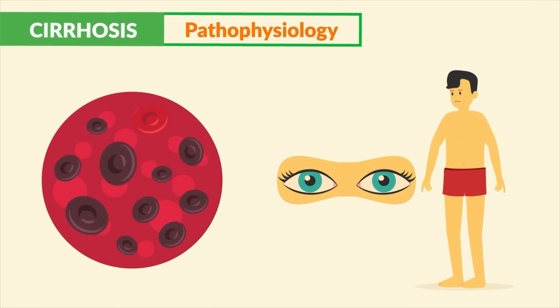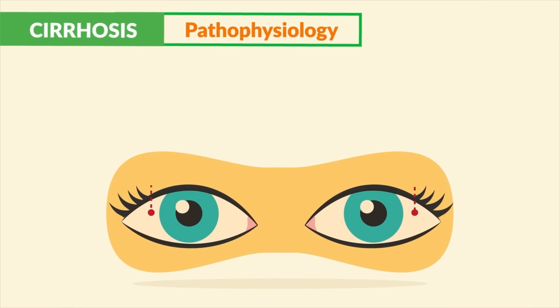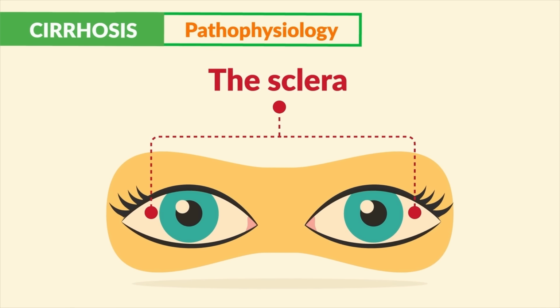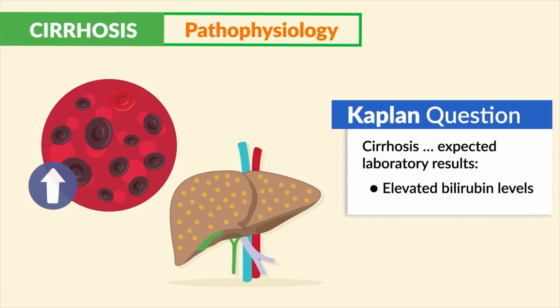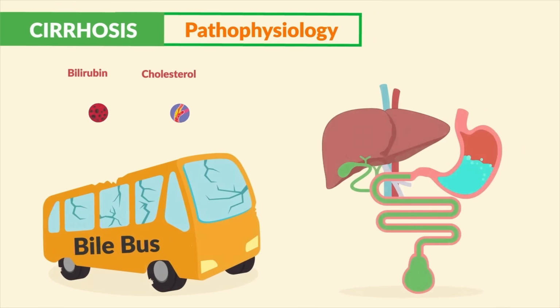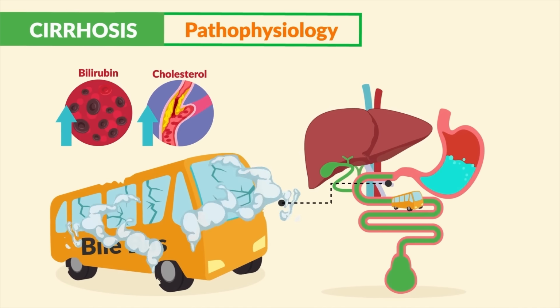So we get yellow skin, yellow eyes, specifically the white part of the eye, called the sclera. So Kaplan mentions cirrhosis. Expected laboratory results is elevated bilirubin. And this is due to the lack of bile, or the bile bus, to help carry this bilirubin out of the body and into the potty.